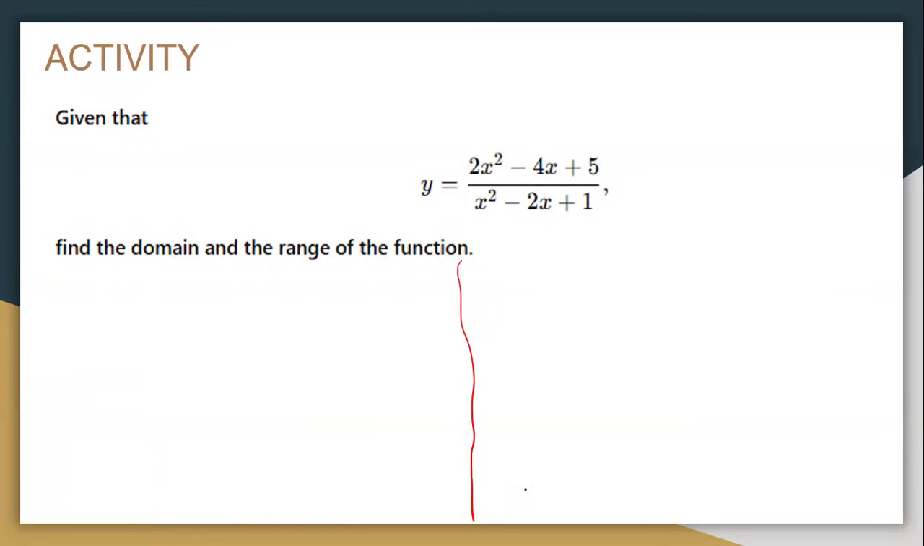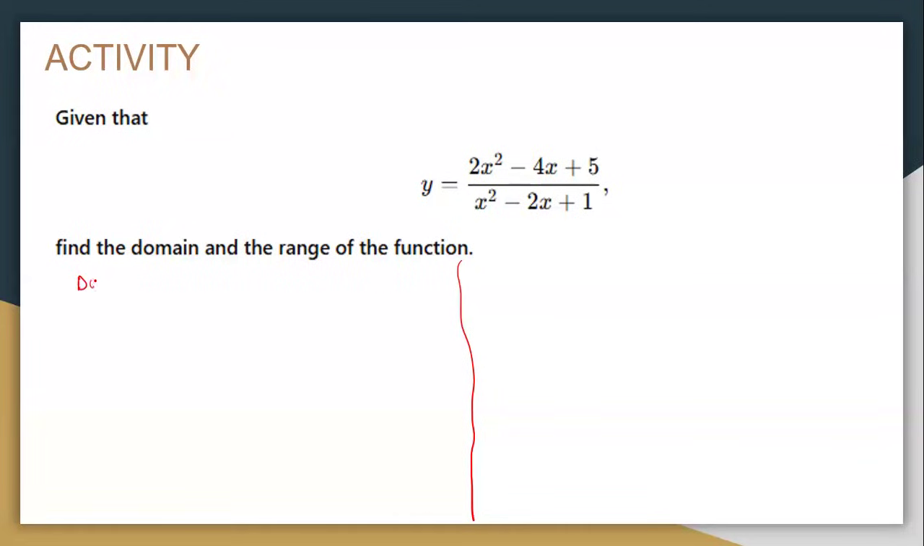So allow me to start with the domain and the range. So what am I going to have? I'm going to come here and I say that in order for me to obtain my domain, for the domain, our denominator will not equal 0.